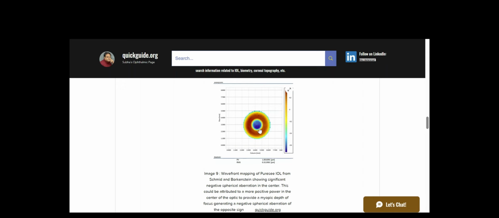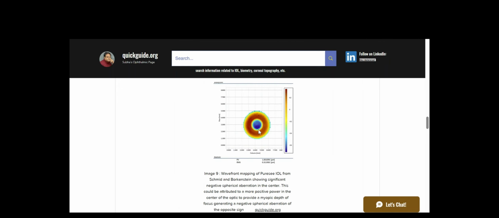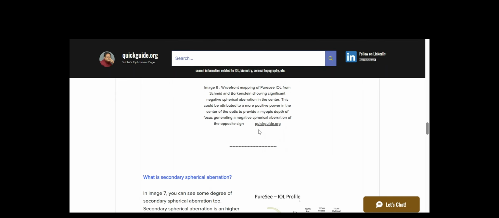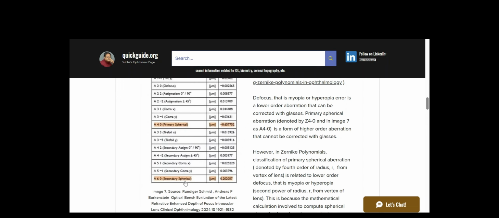Because that is quite natural, because when you have more positive power added to the posterior part or anterior part, wherever it is added, the negative spherical aberration is going to come with it, right? So that's why you find it. So this is what they actually find. And if you go into this paper, you will also find secondary spherical aberration.